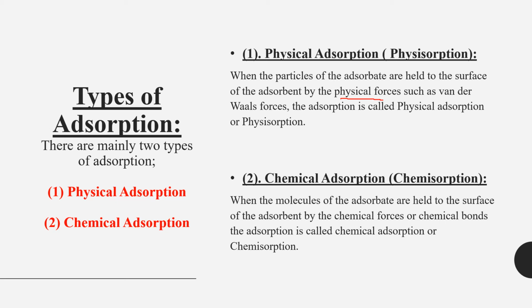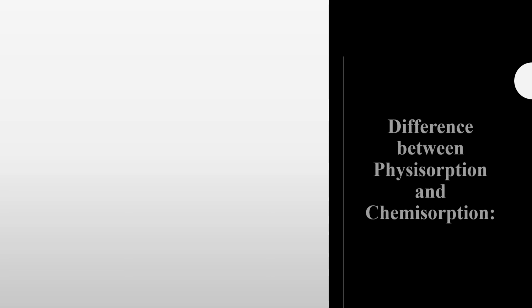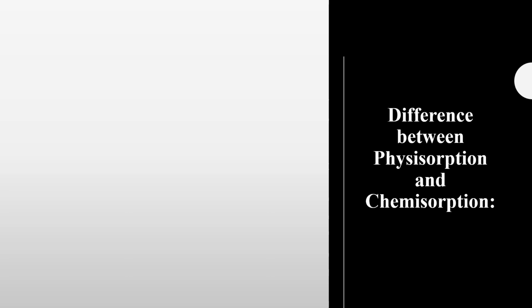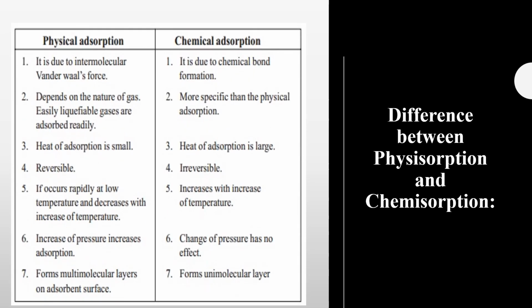And chemical adsorption or chemisorption is when the molecules of the adsorbate are held to the surface of the adsorbent by chemical forces or chemical bonds. The adsorption is called chemical adsorption or chemisorption. Difference between physical adsorption and chemical adsorption. First, physical adsorption is due to intermolecular van der Waals forces, whereas chemical adsorption is due to chemical bond formation.